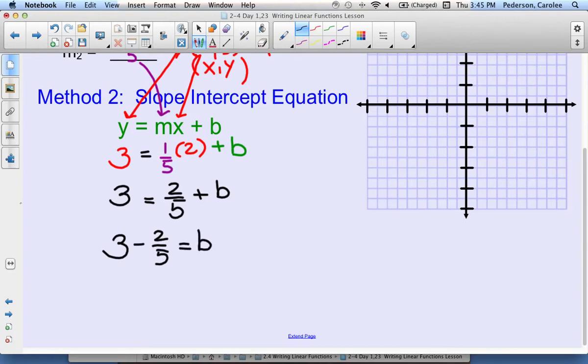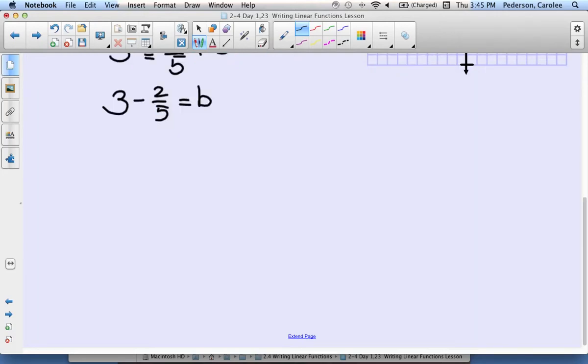What we have here are unlike denominators. So I need to change that 3 to a denominator of 5. So I'm going to increase that numerator by 5. So 3 times 5 is 15 minus that 2/5. So 15/5 minus 2/5 is 13/5.